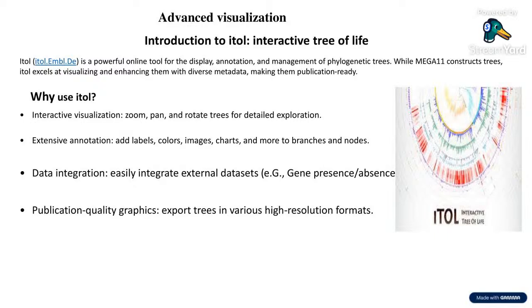For example, if we have constructed a phylogenetic tree of influenza virus strains, then we use iTOL. We can annotate each branch with host species like human, swine, birds, and different isolation locations like Asia, Europe. This annotated tree gives us clear insight into transmission and global spread patterns.